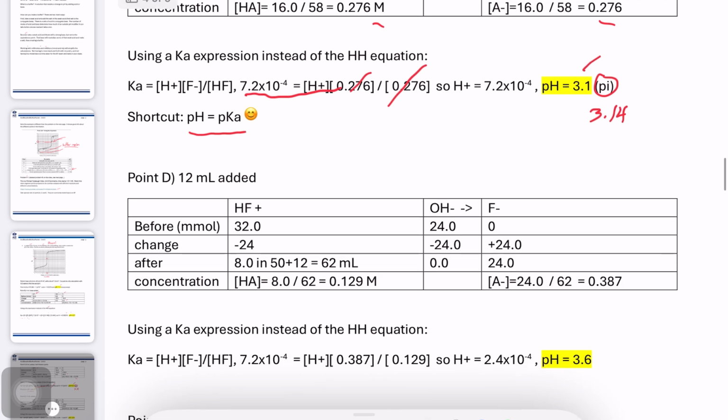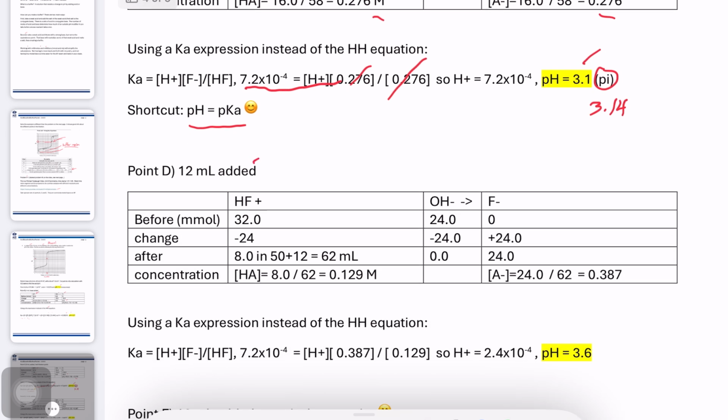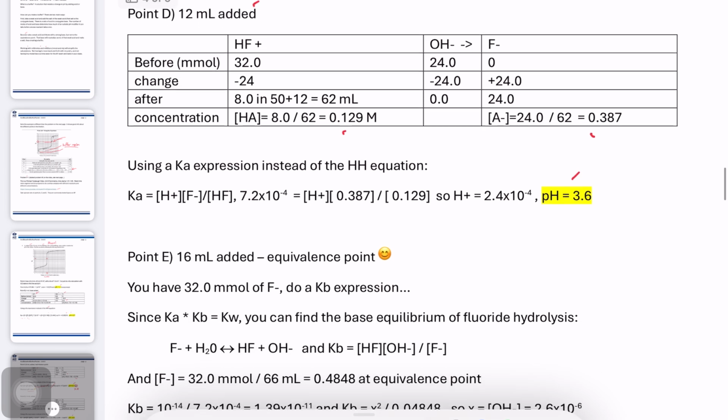Okay, letter D, point D. Now we're having a little bit more base. So we have less acid, more base. Again, a 3-to-1 ratio, but it's a higher ratio of base to acid. Therefore, it's more basic. Therefore, it's higher pH, pH 3.6.